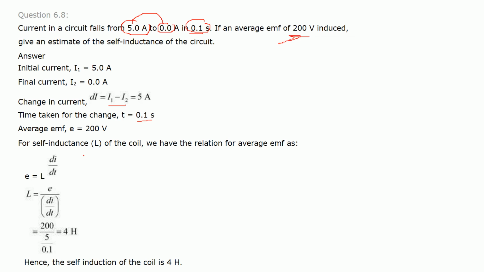Now the self-inductance L of the coil, we know that we have a relation of average EMF, E equal to L dI by dt. Now in order to find L, we will divide E by dI by dt. E is known, 200, dI is 5 from here, and dt is 0.1. So we get 4. This is the self-inductance of the coil, which is 4 H.